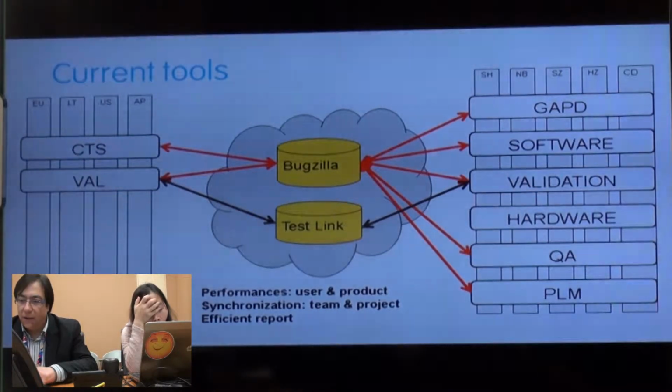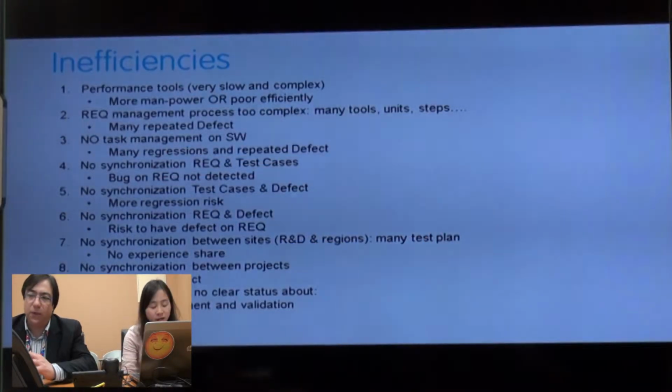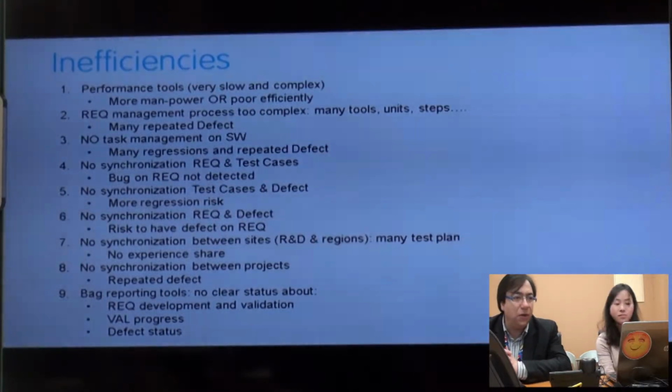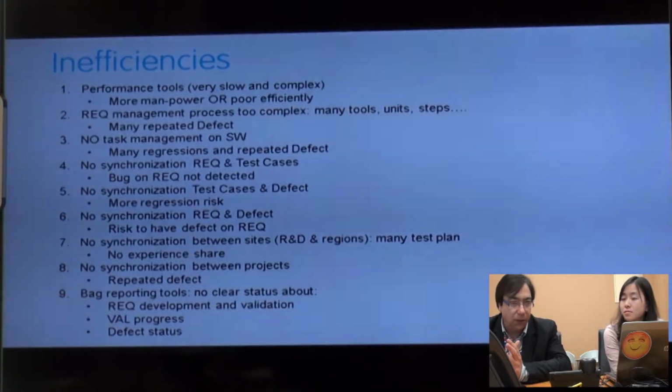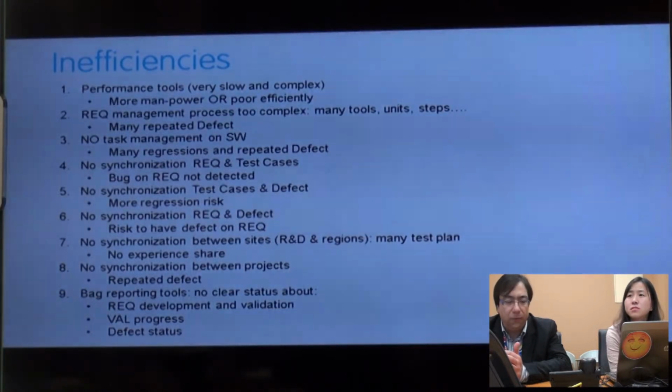Very quickly, I would like to highlight that the big problem we have today is performance. With the current tools like TestLink or Bugzilla, we have very poor performance. We have difficulties making a link between different items like requirement, test case, and defect. Today we don't have a relationship between the requirement, the test cases, and the defect. This is one problem that we want to fix.